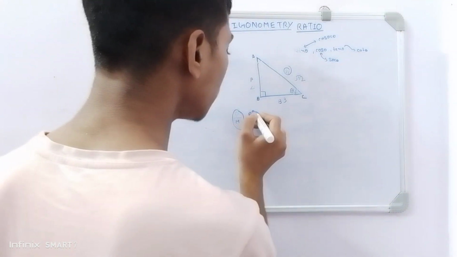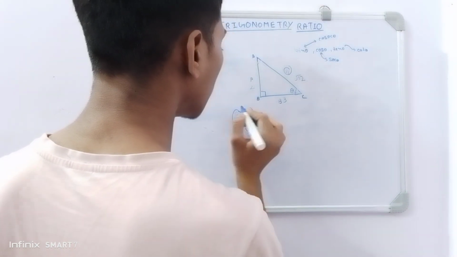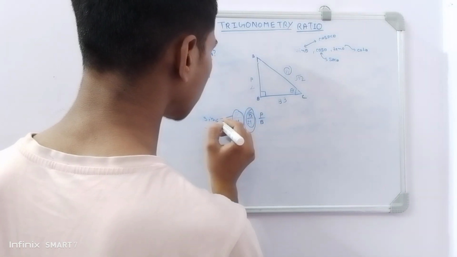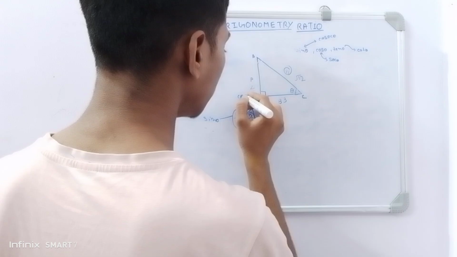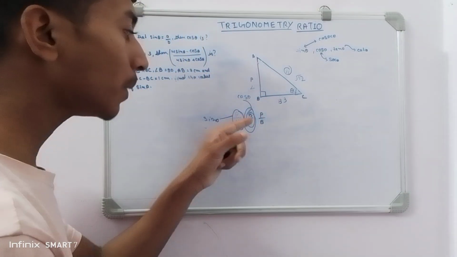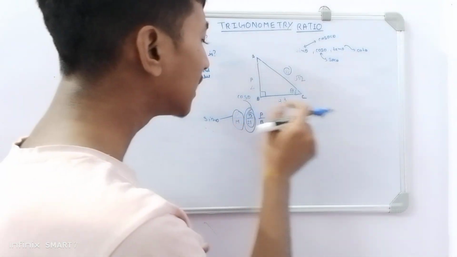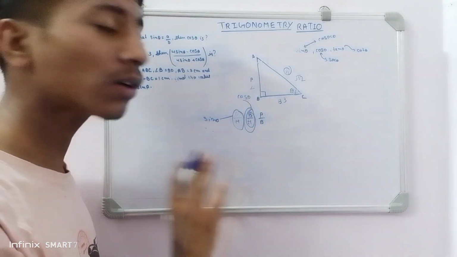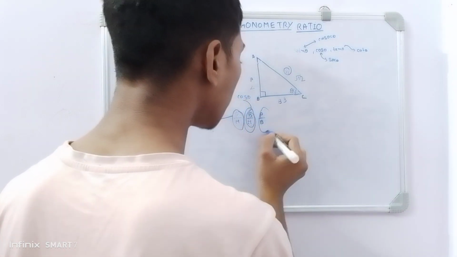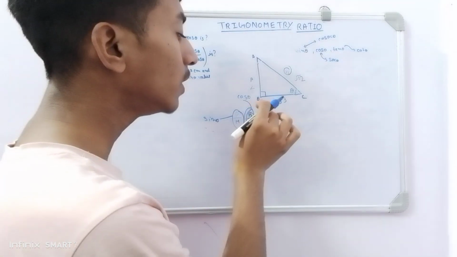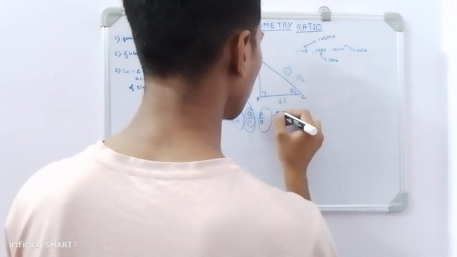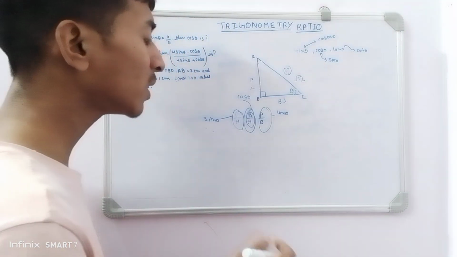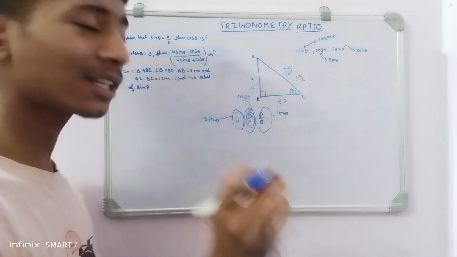And when you are dividing the base by the hypotenuse, we give a name to this ratio: that is the cos theta. And when you are dividing the perpendicular by the base, we give a name to this ratio: the tan theta. So I think you understand the meaning of sine theta, cos theta, tan theta.